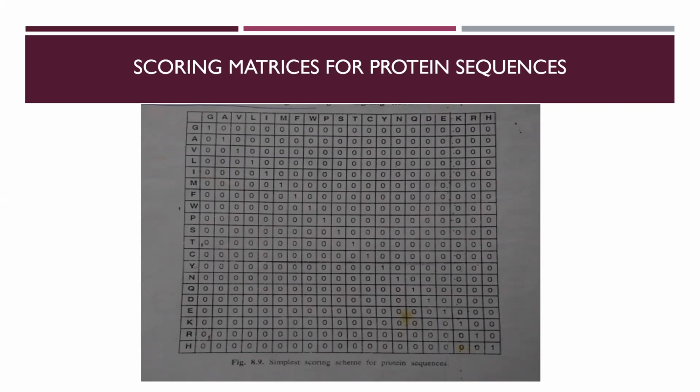All these scoring schemes I discussed now do not give enough information about the evolution of these sequences. They're very simple, and they do not give any information about the evolution of these sequences. So a better way to derive scoring matrices is based on the observed substitution rates among various protein sequences that are present in nature.